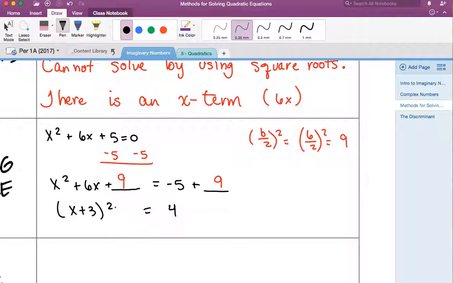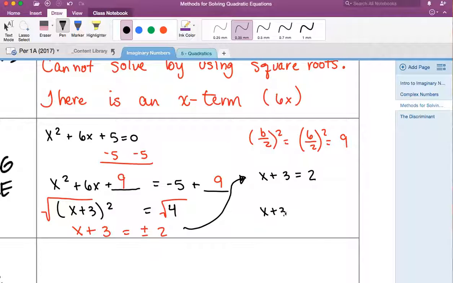And now the left side is a perfect square. X plus 3 squared means I have 2 of those. And over here, 4 is a perfect square. I have 2 2's right there. So I can legally take the square root of both sides, and I'll get x plus 3 equals plus or minus 2. And we're not done, so I'm going to move this up here. Okay, so I get 2 expressions. X plus 3 equals positive 2, and x plus 3 equals negative 2.